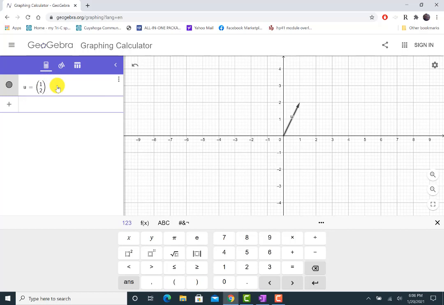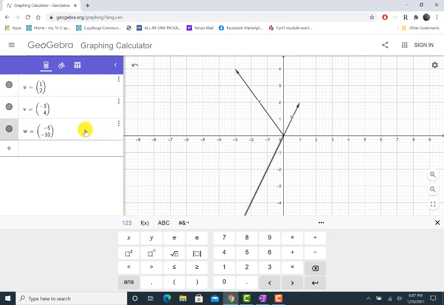What was the next one? V was equal to -3, 4, and there you see it firing off in this direction. Notice that the tip of the arrow is at the point -3, 4. Same thing over here. U, the end was 1, 2. And then if you hit enter, it'll label that thing. And then finally W was equal to -5, -10. Let me hit enter.